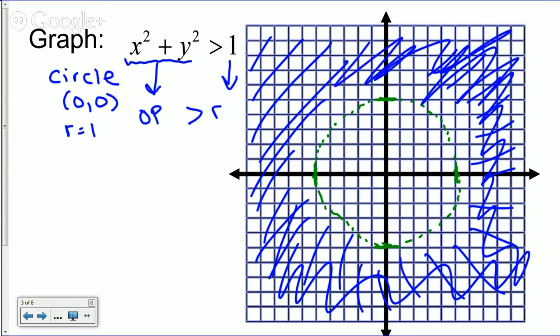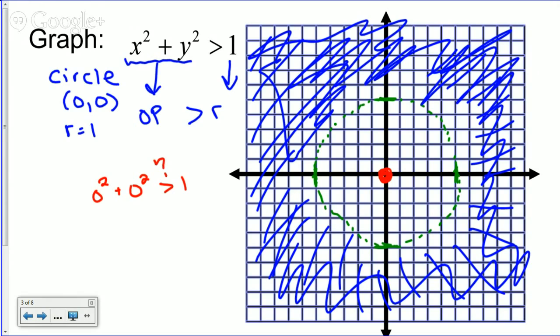Now, if you have a hard time figuring out whether to do the inside, the outside, above or below, you can always test a point. Let's just take 0, 0. Does 0, 0 work? Well, 0 squared plus 0 squared, is that greater than 1? 0 squared is 0, plus 0 squared is 0. So is 0 greater than 1? No. So this cannot be true, and then we shade on the outside. If you can't just look at the equation and tell, always pick a point or two and see what happens.